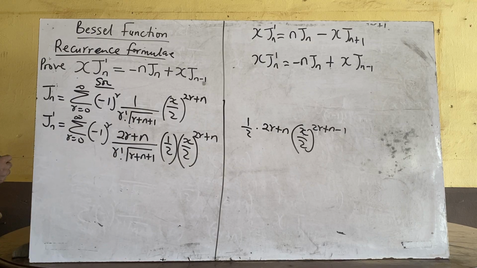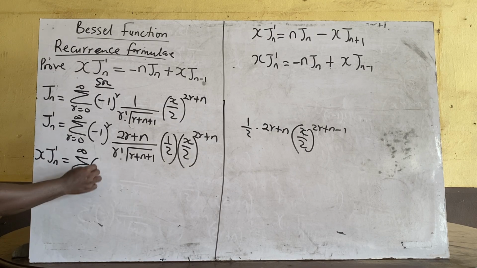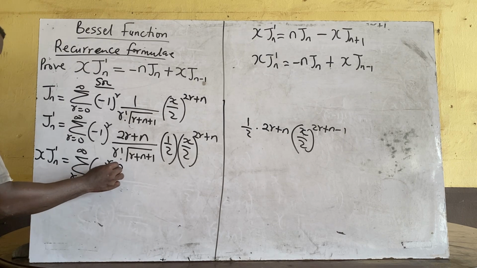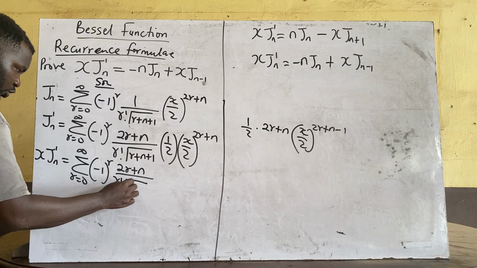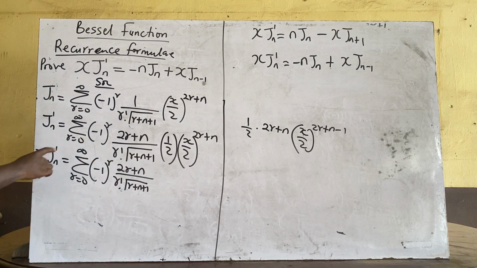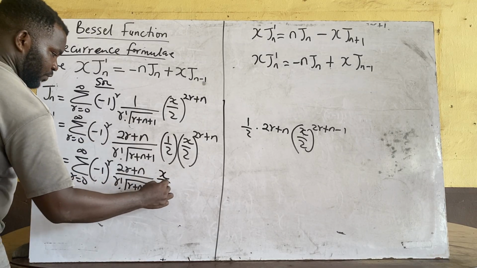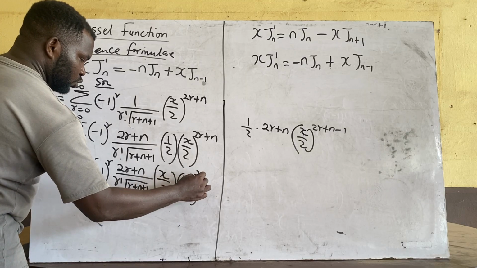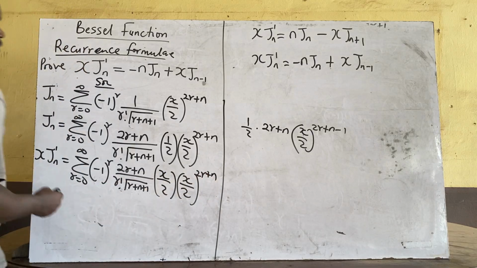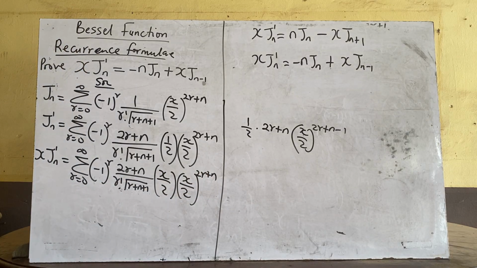So if we multiply by x, I'm going to have that x J_n prime will now be the summation of r starting from 0 to infinity of minus 1 raised to power r. Then I'm having 2r plus n all over r factorial, gamma function of r plus n plus 1. Then the x, multiplying this one, to have x over 2. Then I'm having x over 2 to the power 2r plus n.